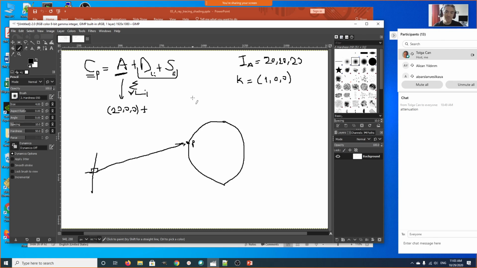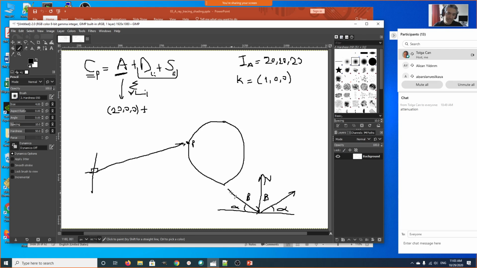Let's first talk about the diffuse component. The diffuse component is used to model the roughness, the non-smoothness of surfaces. What you have seen in physics in high school is something like this: if a light ray comes to a surface, it's reflected with the same angle. If this is alpha, this is also alpha. Or you may talk about it in terms of the surface normal: if this is beta, then this is also beta.